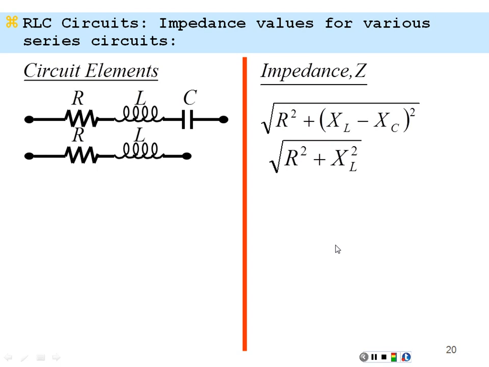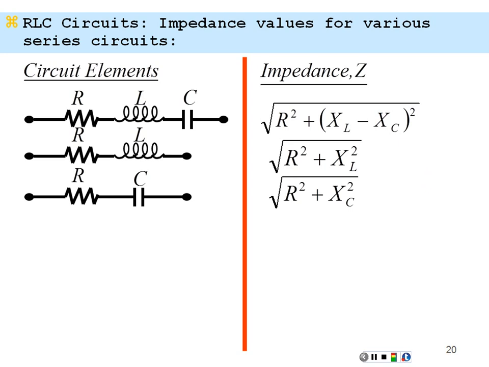So if we had an RL circuit, our capacitive reactance would be 0 because we have no capacitance there, and hence this X sub C would be 0. X sub L squared would simply be X sub L squared, and our impedance would be the square root of R squared plus X sub L squared. If we had no inductance, X sub L would be 0, and we would have a negative X sub C squared, which is this X sub C squared. Our impedance would simply be the square root of R squared plus X sub C squared.